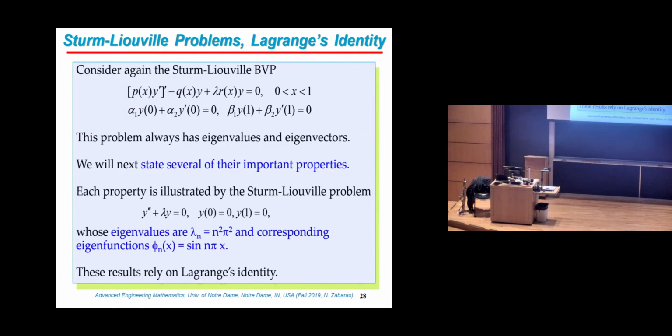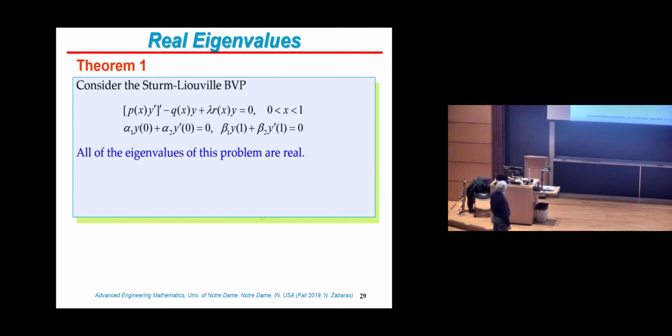How about when you go home, right? Look at the operator L, what it is, because there are a lot of terms that are not there, and the rest of the terms are equal to 1, and you will convince yourself that the Lagrange identity is satisfied on this problem. All right, theorem 1.